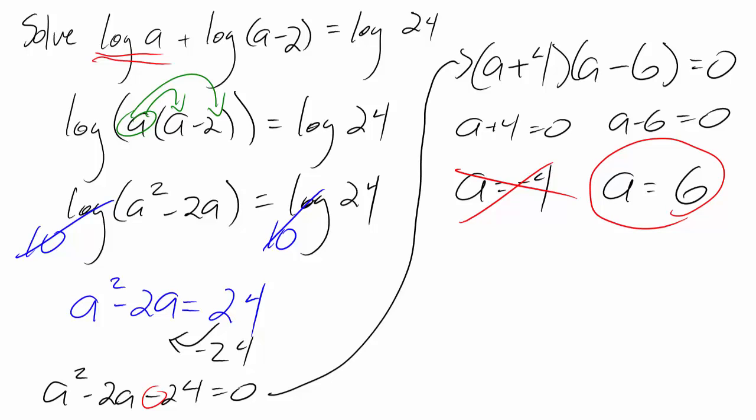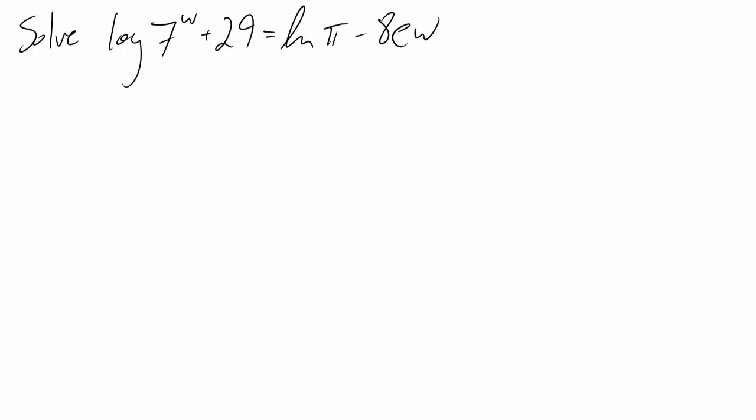A equals positive 6. For this problem, we're asked to solve log of 7 raised to the w power plus 29 to equal the natural log of pi minus 8EW. So on the face of it, this looks pretty unpleasant. Right, so if we're going to control the panic reaction that's possibly taking hold of you right now, we'll just follow the basic ideas behind our solving of equations. So we're going to get everything with a variable in it on one side and everything that's not got a variable in it over to the other.